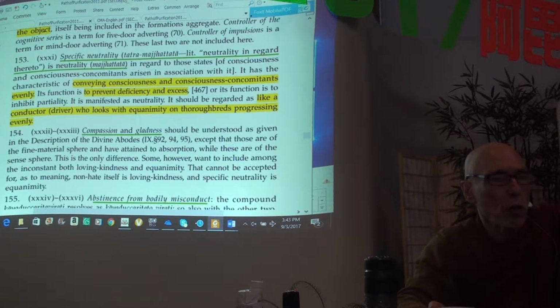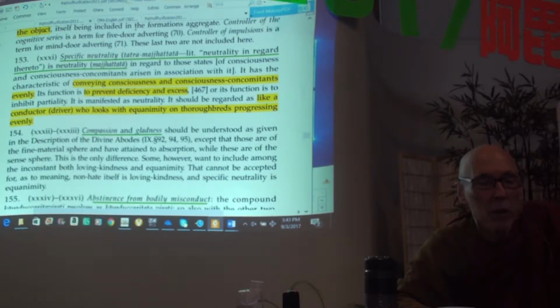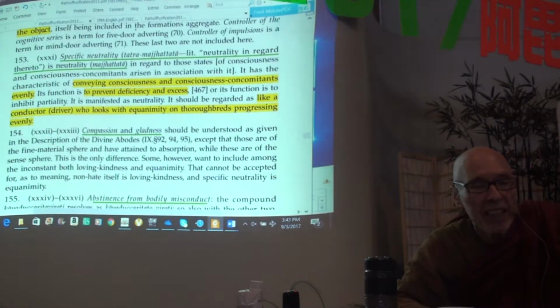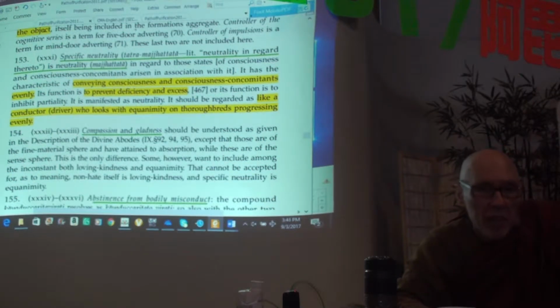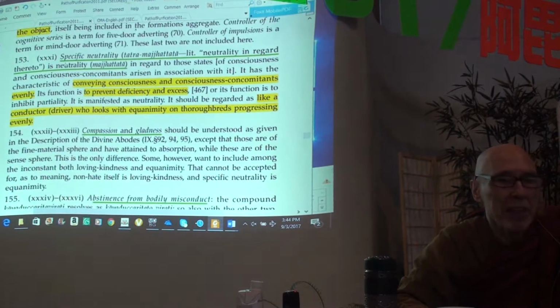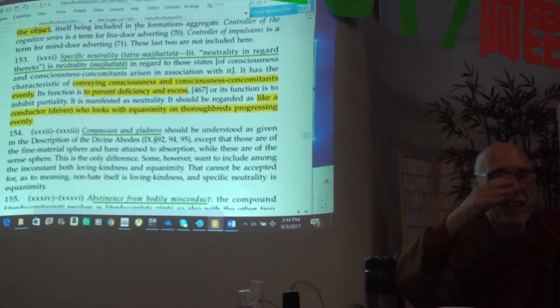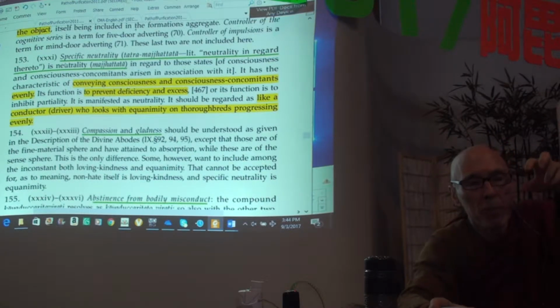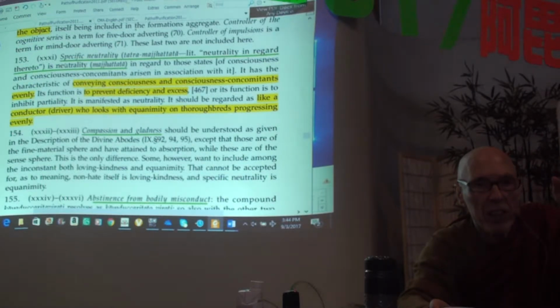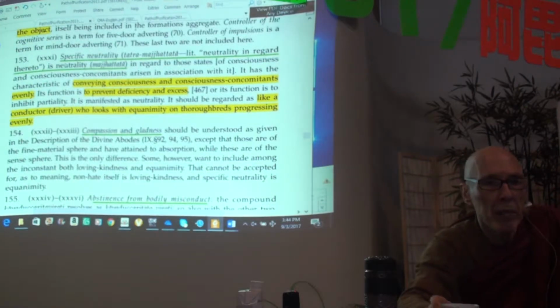And among the four divine abodes or sublime states, the fourth of the four divine abodes is equanimity. So this is the main factor that's responsible for the emergence of that kind of equanimity. And this mental factor is also responsible in the development of the seven factors of enlightenment. It's the main factor in the seventh factor of enlightenment, the factor of equanimity.